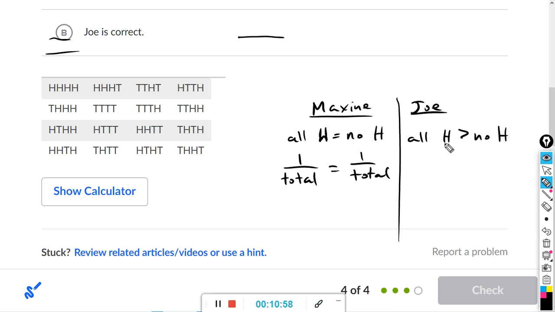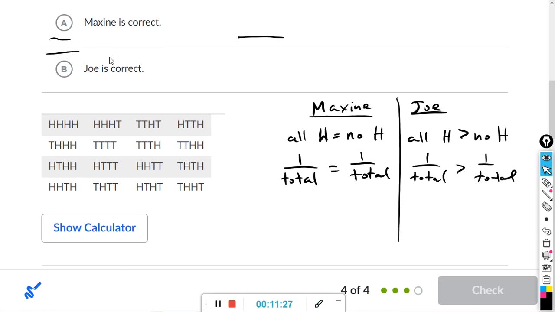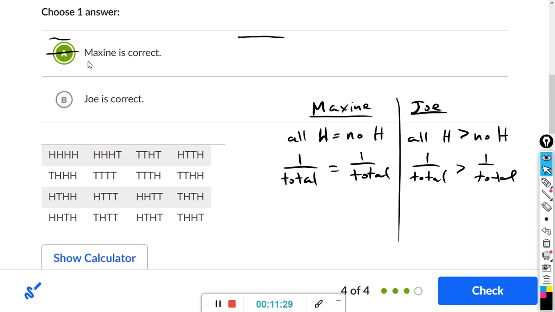Joe says the probability for all heads is greater. Well, we said all heads, there's only one option out of the total. And for no heads, how many options are there? Again, we already said 1 out of the total. Okay, so this one can't be greater. That can't be true. They have to be equal. So Maxine is correct. That is answer A. All right, it just says choose one answer. Some of them say choose all that apply.